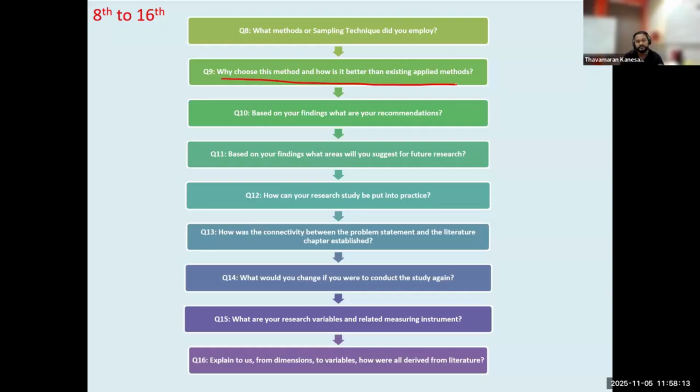Be prepared. If you fail your sampling, your whole PhD will go. That's it. Sampling is very important. Make sure you know why. Don't tell me you generated it, asked AI to give you the answer. I don't know how your examiners will respond. You can try and see and then let me know. Based on your findings, what are your recommendations?